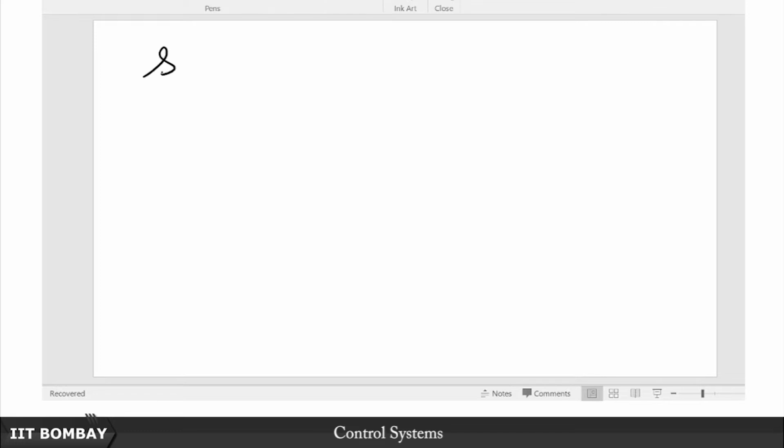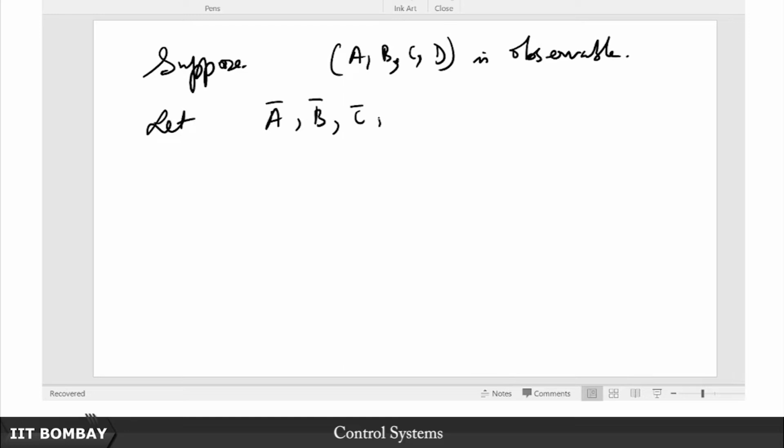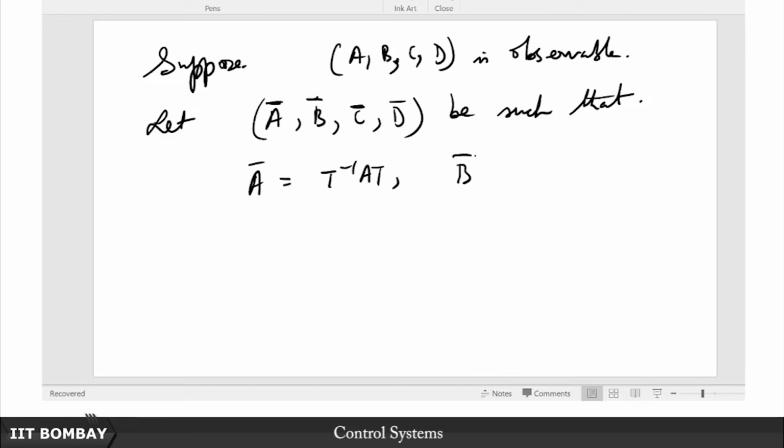So suppose A, B, C, D is observable. Let A bar, B bar, C bar, D bar be such that A bar is equal to T inverse AT, B bar is equal to T inverse B, C bar is equal to CT, and D bar is equal to D. So that basically means that this is a similarity transformation that you are performing on this original system to get this second system, which is represented with these bar matrices.